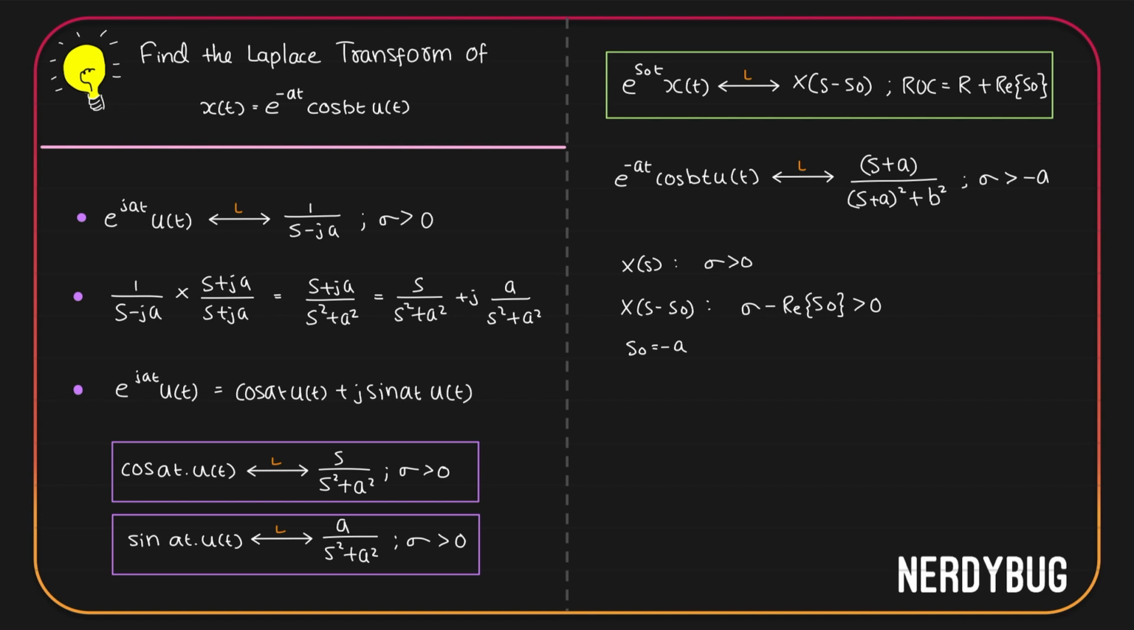If we plot the ROCs of cos bt u of t and e raised to minus at cos bt u of t, it will look like this. For cos bt u of t, sigma is greater than 0. For e raised to minus at cos bt u of t, it is greater than minus a. So this much got added into the original ROC. That's why we have ROC is R plus real part of s naught.